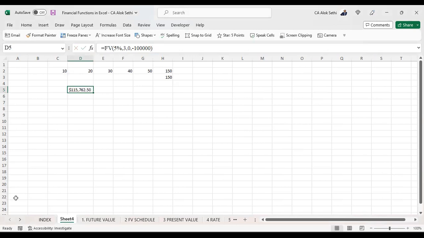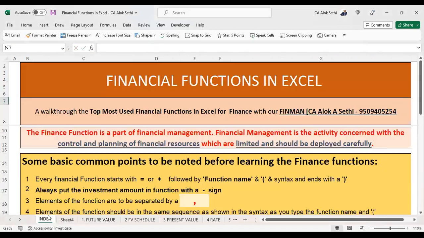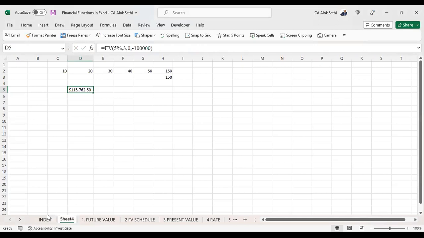Okay, coming back to the index. So the first thing is that investment should always be in negative. Then elements of a function are to be separated by a comma. That we know that all the elements, whatever arguments you are putting, should be separated by a comma. You can see that all the different arguments are separated by a comma. So comma means that you are going to put a next argument once you have put the comma, right?